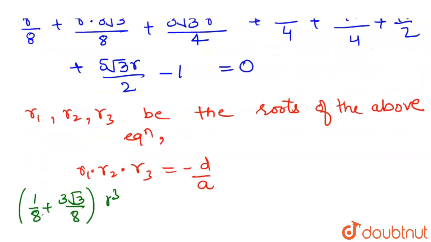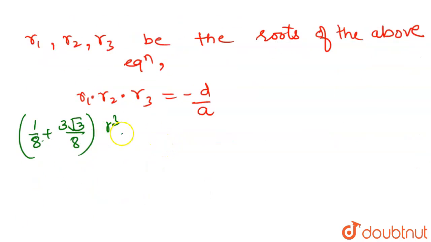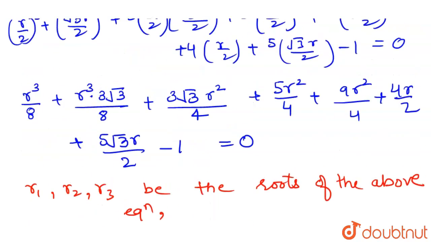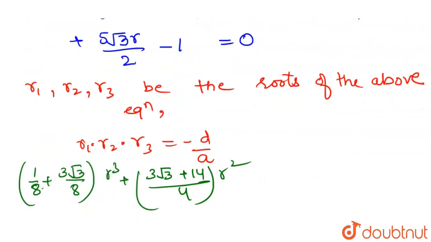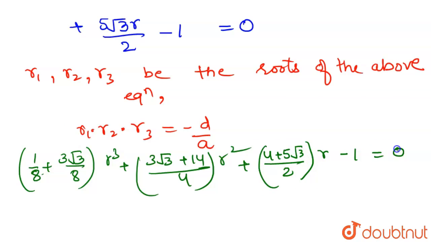Then for r square we will have 3 root 3 upon 4 plus 5 by 4 plus 9 by 4. So 5 and 9 will make it 14. So we can write here 3 root 3 plus 14 upon 4 r square. Then for r we will have 4r by 2 plus 5 root 3 r by 2. So they have the same denominator, right? So 4 plus 5 root 3, taking r common. Then minus 1 is equal to 0.